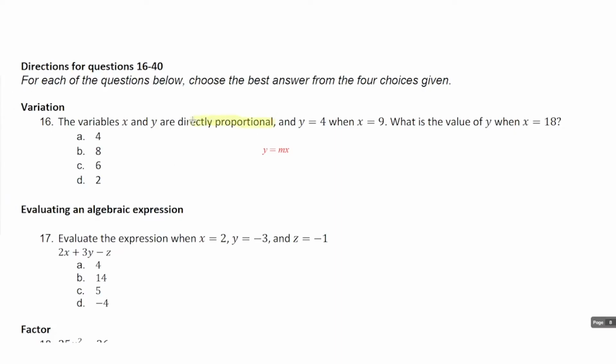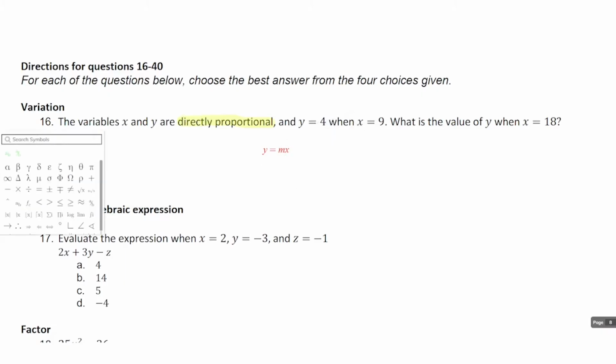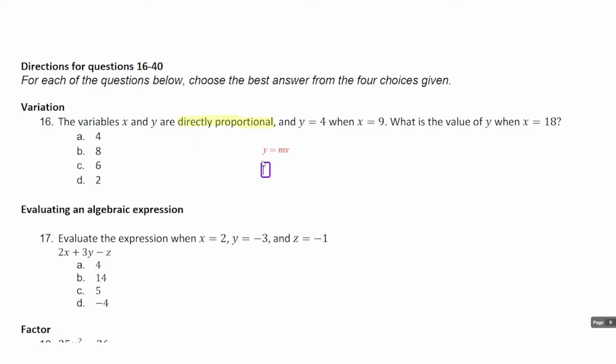It also says that y equals 4 when x equals 9. Using that information, we can figure out what our slope or our rate of change is. When y is 4, x is 9. So if I divide both sides by 9 here, I get my slope, which is 4/9. So then the follow-up question here is, what is the value of y when x is 18?